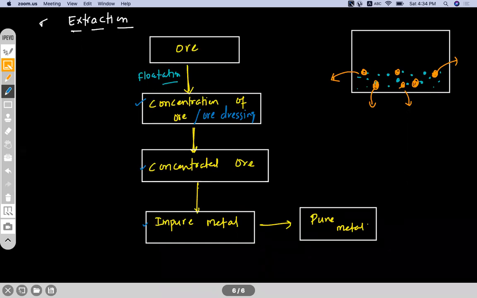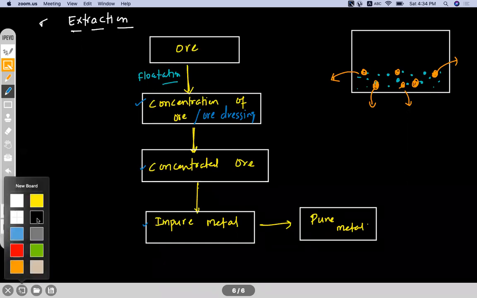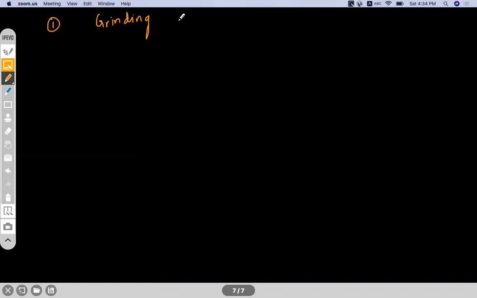So the first step, you write down, is grinding and pulverizing.